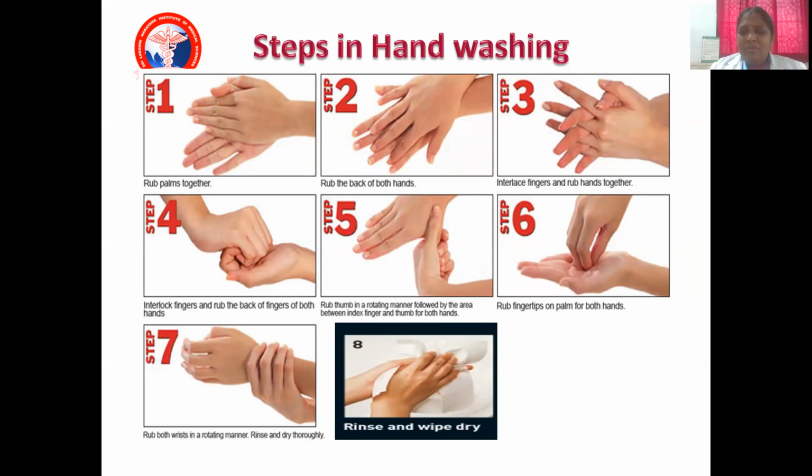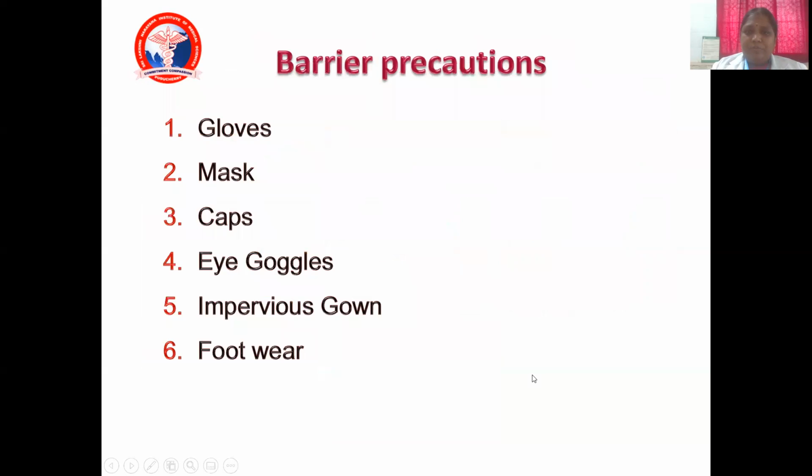And the last, 6th step is rub the fingertips on palm of both hands. So this cleans your center of the palm and the fingertips. And finally, you rub both wrists in a rotatory manner, rinse and dry thoroughly so that you're covering your wrist also. So these steps will cover all the hidden areas in the hand. Okay, so you should follow all these 7 steps for hand washing. After rubbing all those things, rinse it and wipe dry. So you should remember this hand washing step forever. This is the main key in breaking the infection transmission.